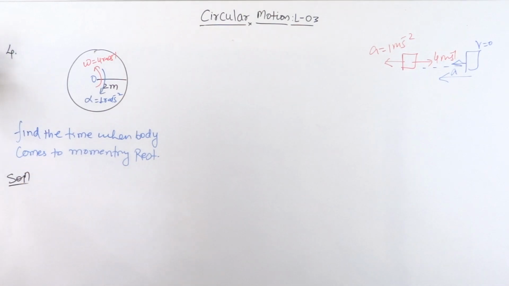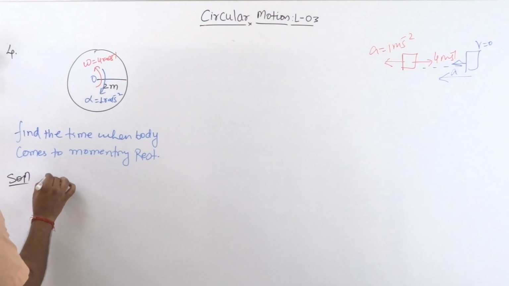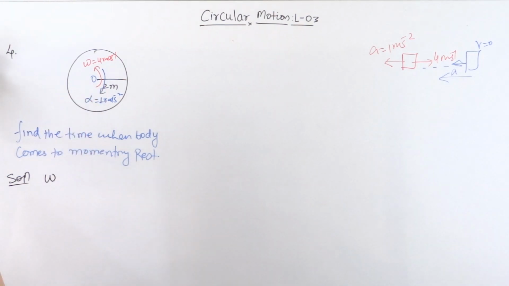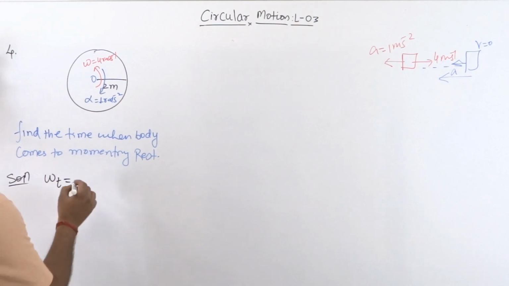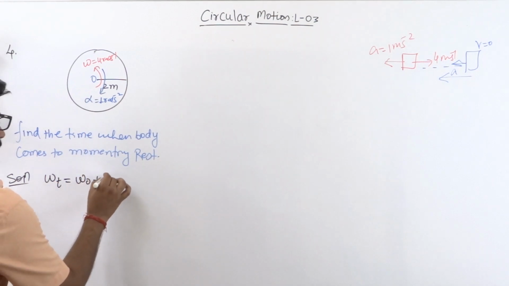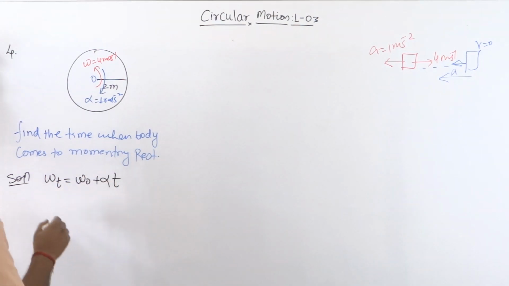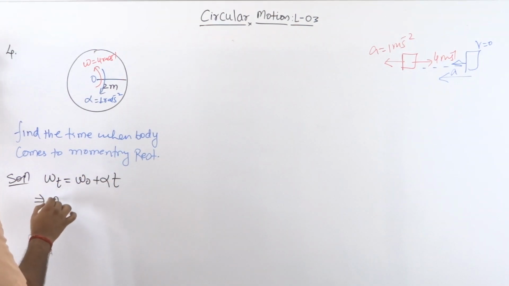Okay, what we just need to figure out, we know that, let's suppose the time when the velocity becomes 0 is t. So omega t should be how much? u plus at. In this case it is going to have how much? Omega naught plus alpha t. कोई दिक्कत नहीं है. This is going to be 0 in some time.